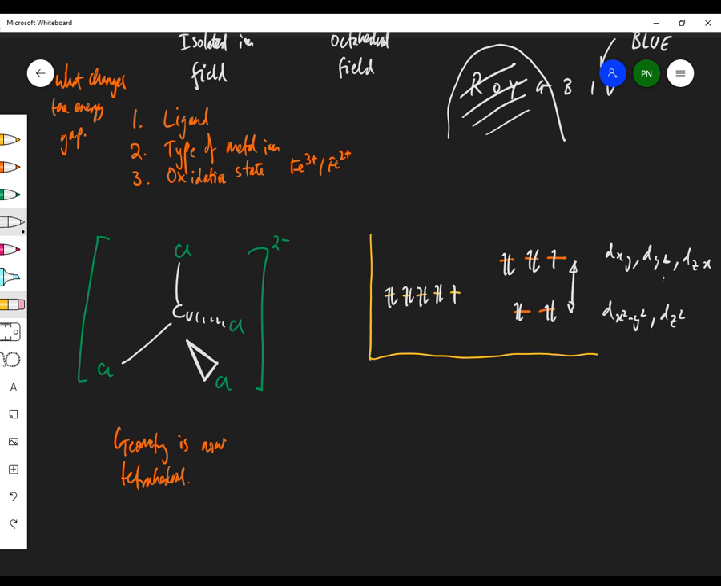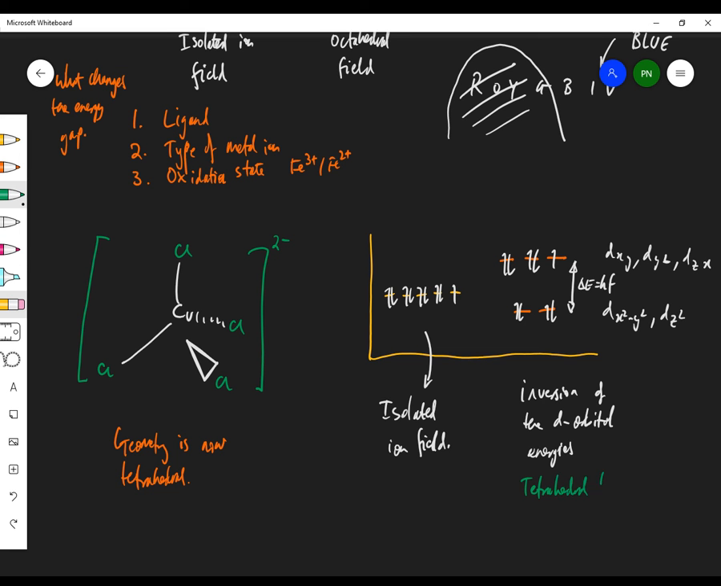We have delta E here again. Delta E is hf, but we have an inversion of the d orbital energies. I didn't mention this, but this is the isolated ion field. This is the inversion, and we call this setup, when it's in a tetrahedral field, a tetrahedral ligand field. Oh, my pen is a bit slow today. Ligand field.